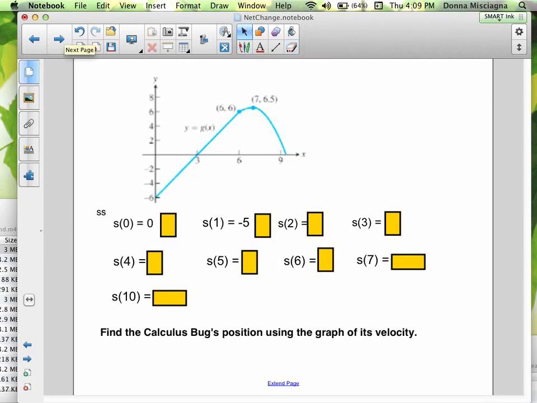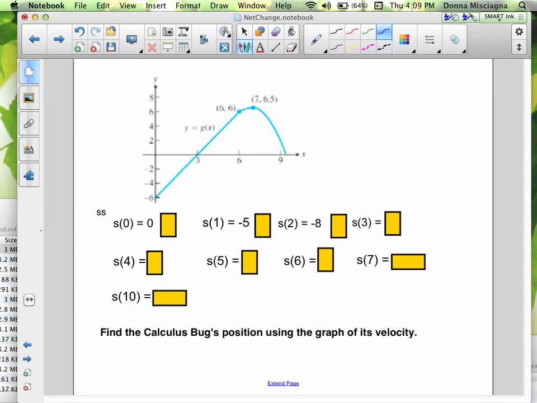Okay, hopefully you got your answer. -8. Well, it keeps moving in the negative direction, so it's got to be more than -5. All right, so here, approximately there, a little crooked there. But this one here would be -2.